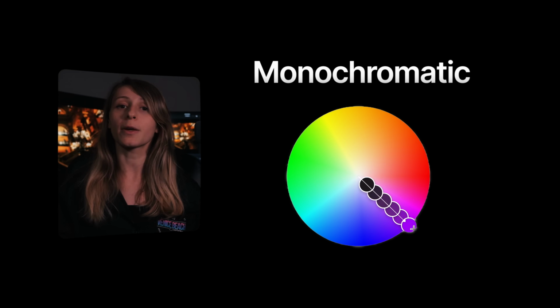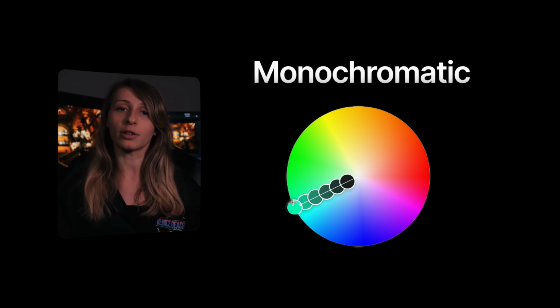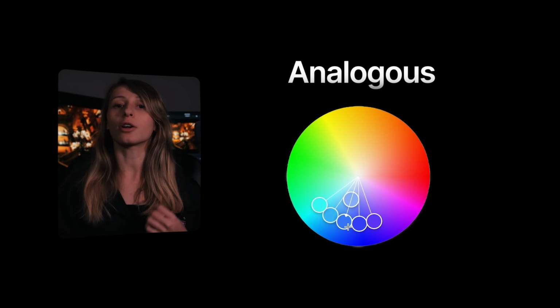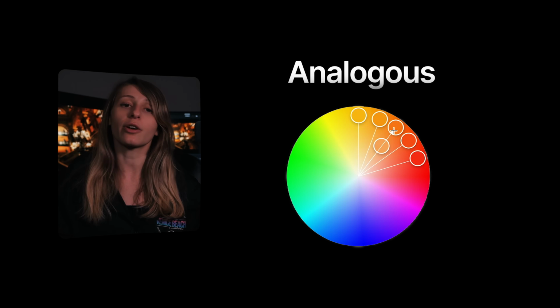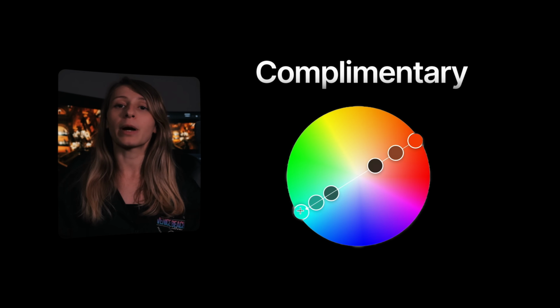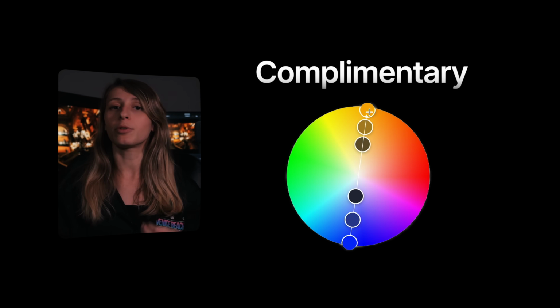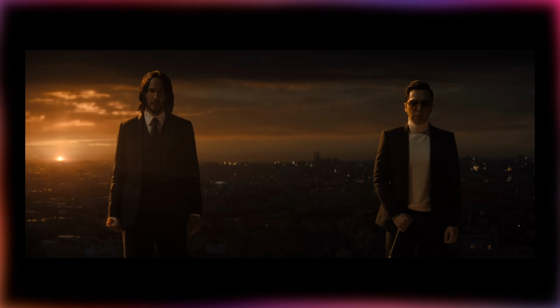The three most common groups are monochromatic, built around one dominant color; analogous, using colors that sit next to each other on the wheel; complementary, combining opposite colors for a deep contrast. In John Wick, these harmony groups are not just visual choices for aesthetics, they are storytelling tools. They represent power, rebellion, and conflict.